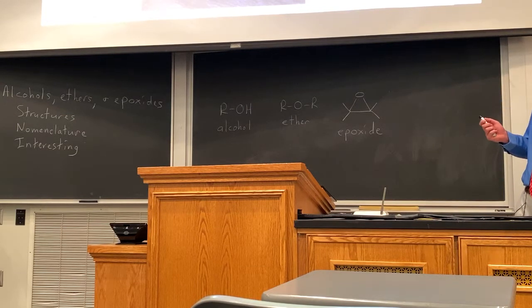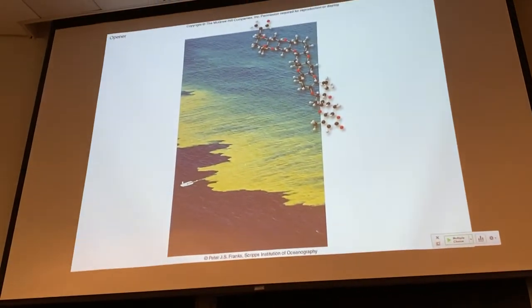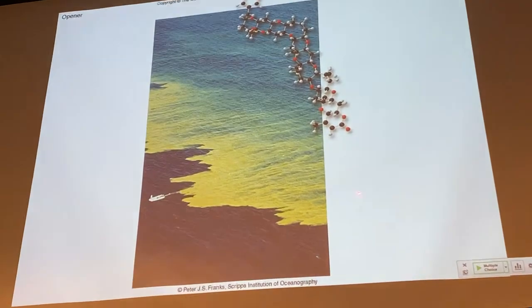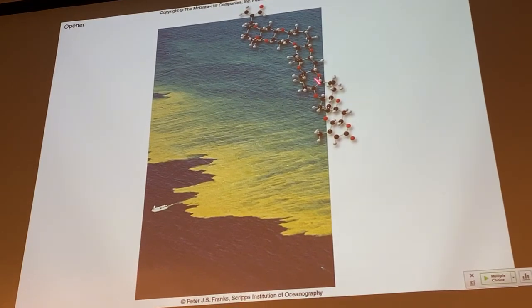The figure on the model on the screen here is of an interesting ether. This is a polyether. This molecule is called brevetoxin B. It's a very large molecule, as you can see from this model here. And it's known as a ladder polyether because it has a bunch of cyclic ethers fused together. So the red balls are indicative of the ethers. And so the polycyclic ring system kind of makes a ladder-like structure.